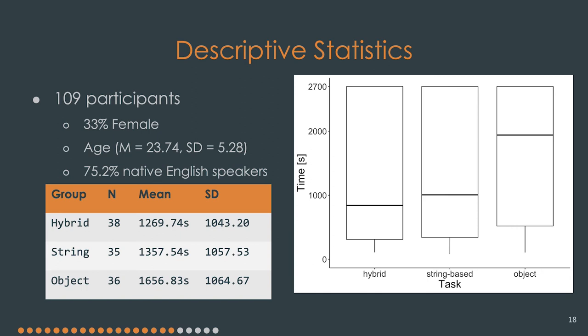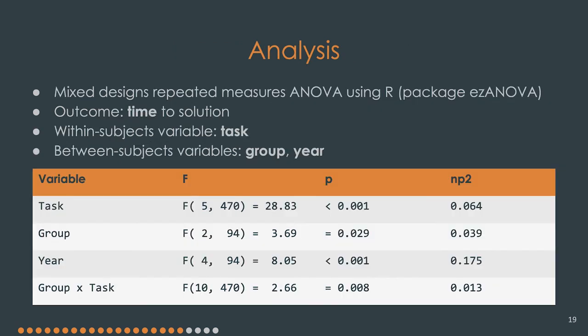Obviously, the y-axis is time in seconds to complete tasks on average. So lower is better, basically higher productivity, and higher is worse. And you can see in the object-oriented group that they were slower than the other two groups. We ran an ANOVA on this. We found a significant effect for the difference between groups with a small effect size of 3.9% of the variance accounted for.